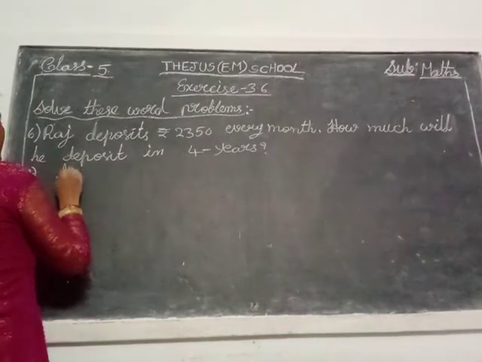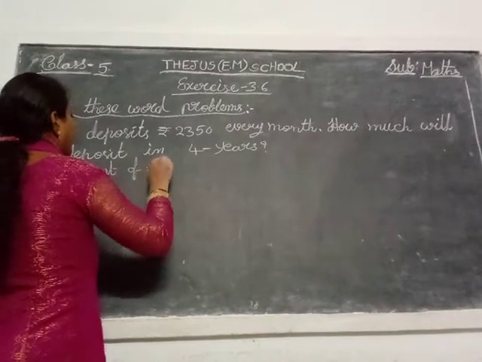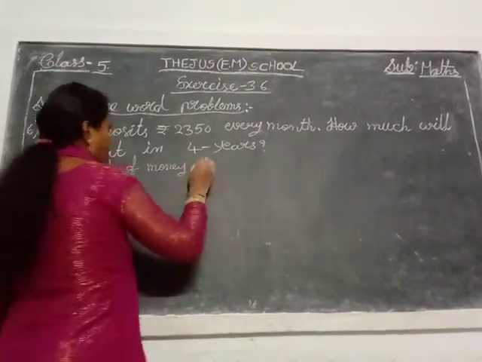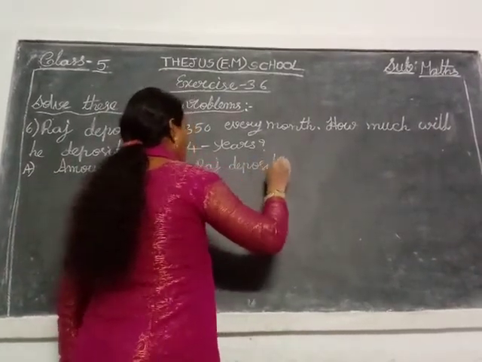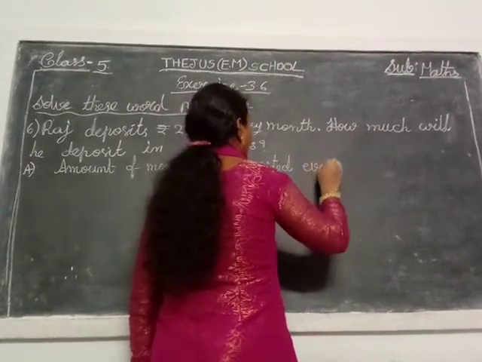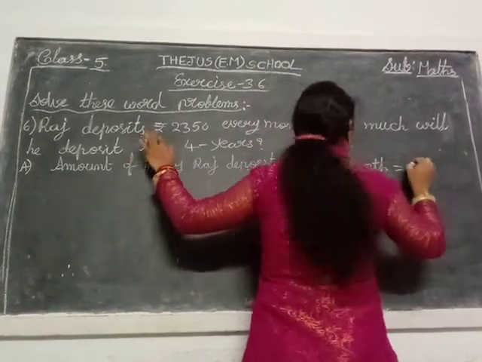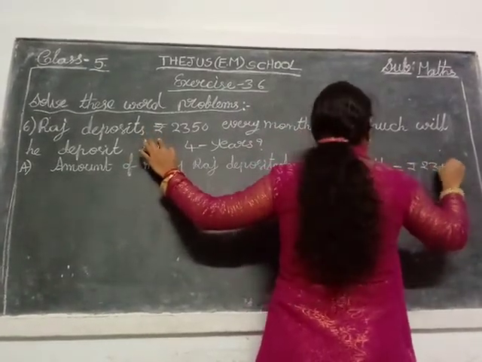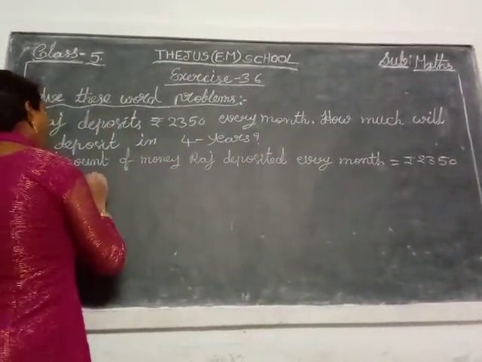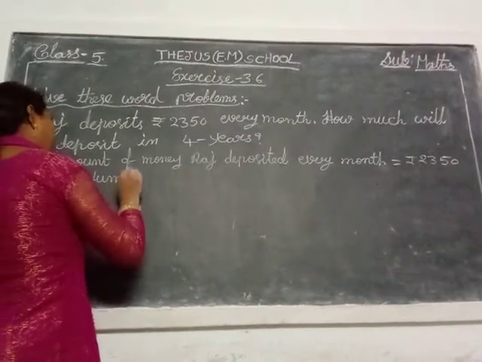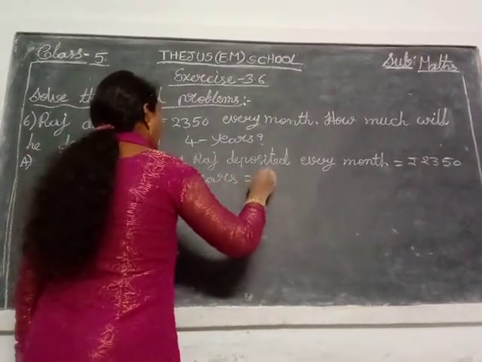So first you write the amount of money Raj deposited every month. How much? 2,350 rupees. So he asked here the number of years. He has given the number of years. So first you write number of years is equal to 4.